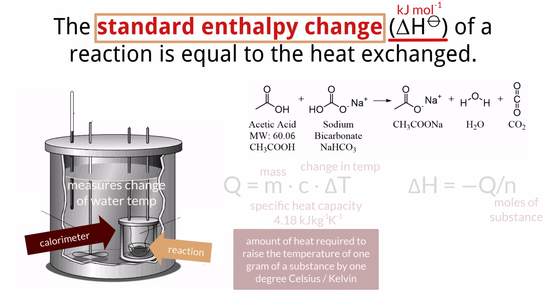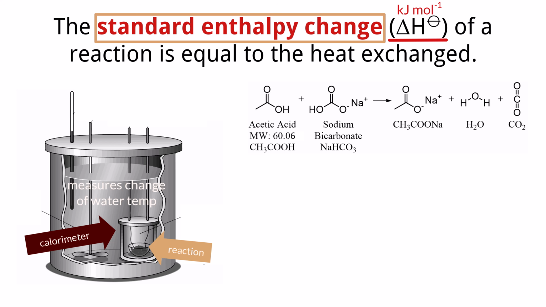Let's run through an example with the neutralization of the acid-base reaction of vinegar by baking soda. Vinegar is approximately 5% by volume acetic acid, CH3COOH, a weak acid, and baking soda is sodium bicarbonate, NaHCO3, a weak base. The reaction between the two is CH3COOH plus NaHCO3 going to CH3COONa plus H2O plus CO2.